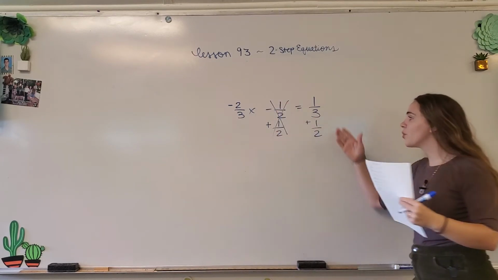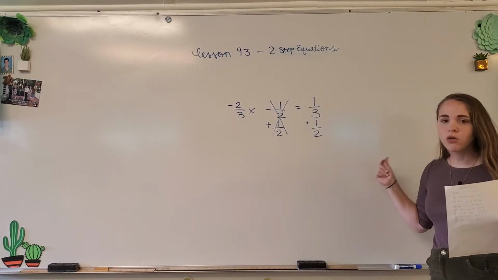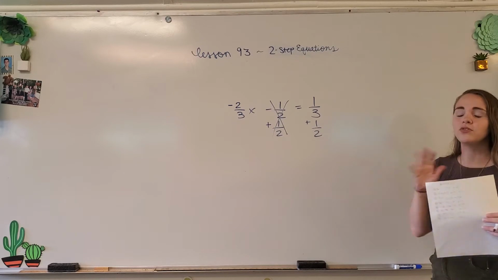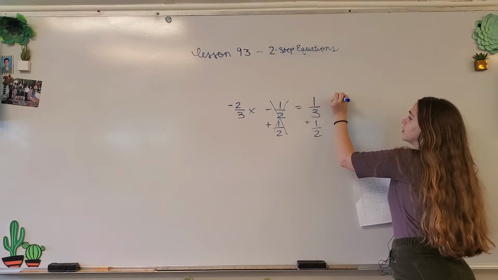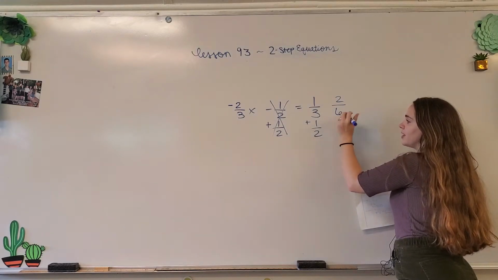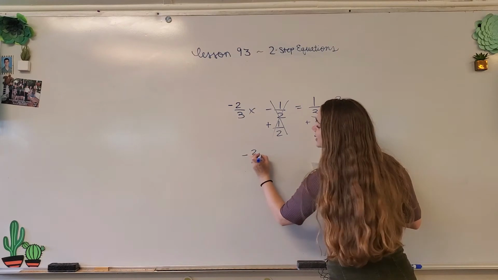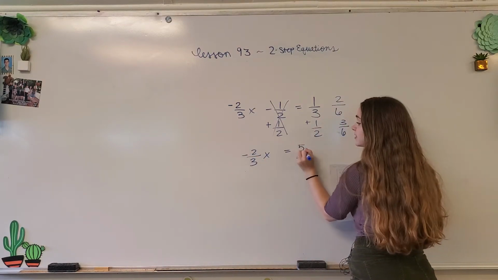No, it's not just going to be 1/5. We have to find a common denominator. So don't go so fast that you're like done in 5 seconds and you made small mistakes. So if we find a common denominator, it's 6. And we end up with negative 2/3 x. Don't forget about the negative 2/3 x equals 5/6.